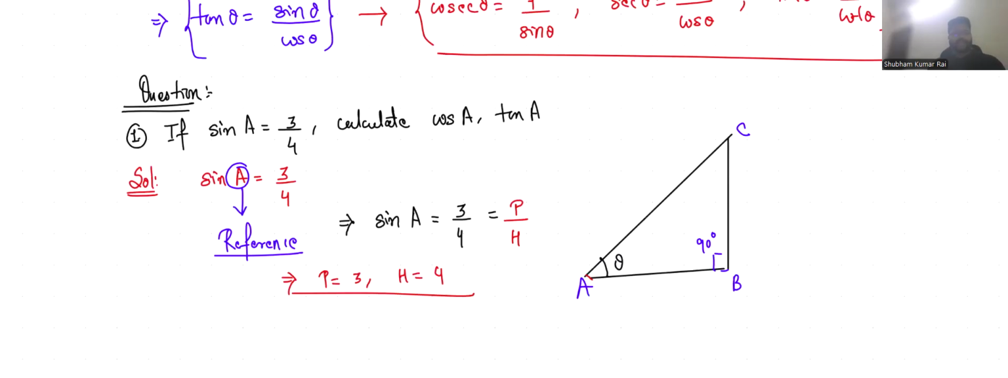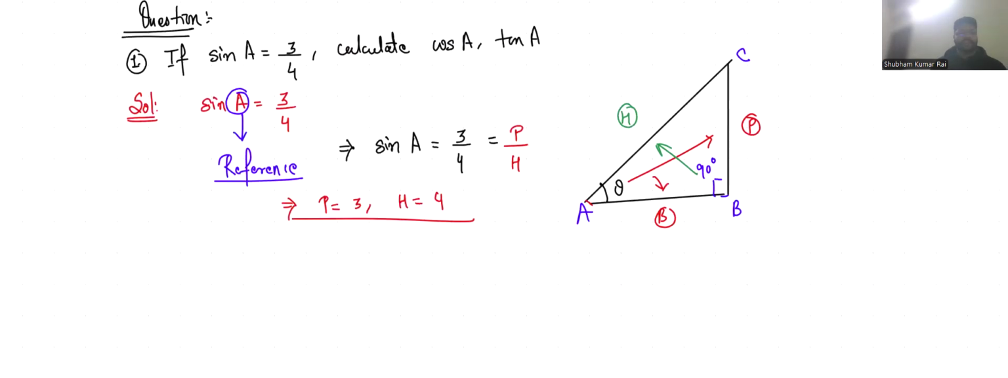Now, as I have told you, this is the opposite, so it will be the perpendicular. This will be the base, and we know that the side opposite 90 degrees is the hypotenuse. So by the Pythagoras theorem, we can calculate all the values. Here we have been given the perpendicular as 3. Is the base given? No. We only have the hypotenuse, that is 4. We need to calculate the base, so we will solve this by the Pythagoras theorem.